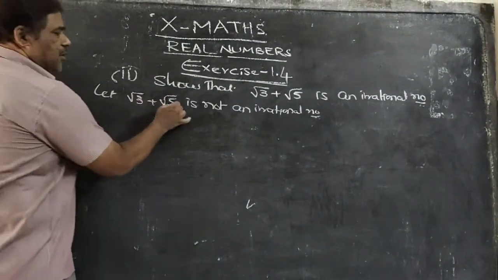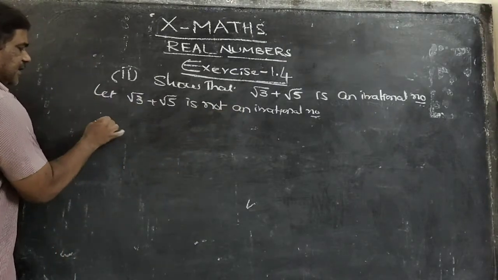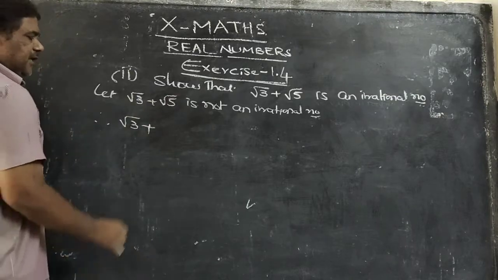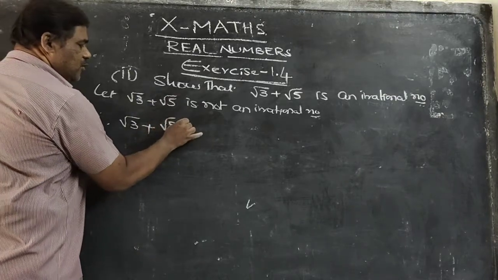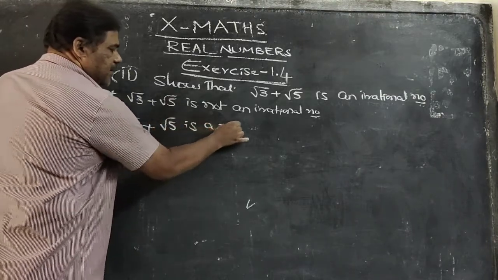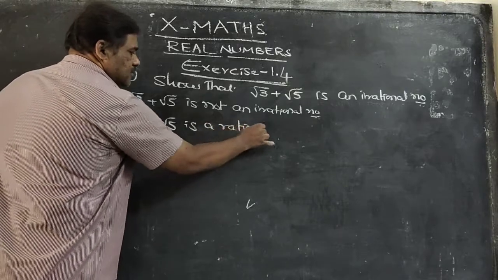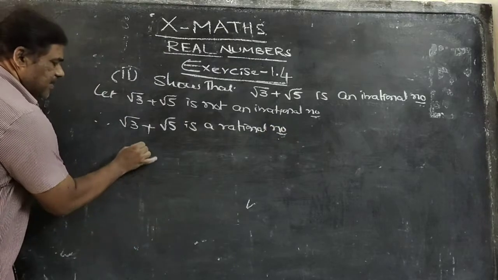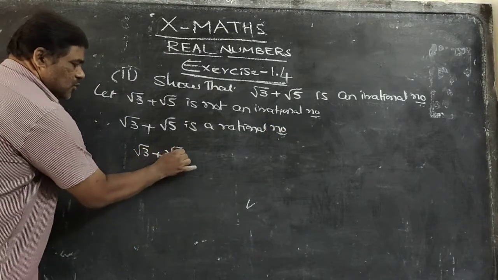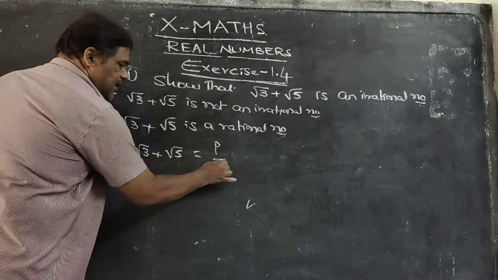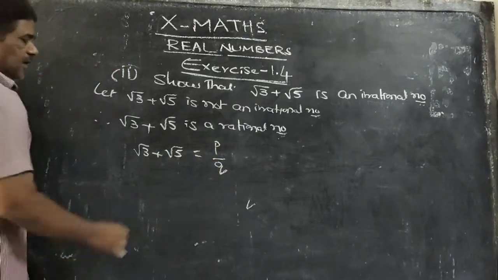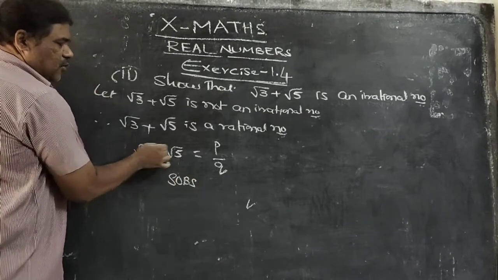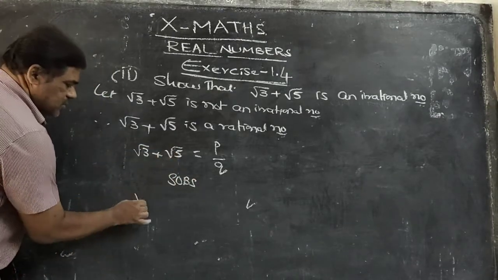If a number is not irrational, then automatically that number will become a rational number. So if root 3 plus root 5 is not irrational, then root 3 plus root 5 is a rational number. Now every rational number can be written in P by Q form. So root 3 plus root 5 can be written in P by Q form. Now squaring on both sides. Here both are having roots, so let us square on both sides.